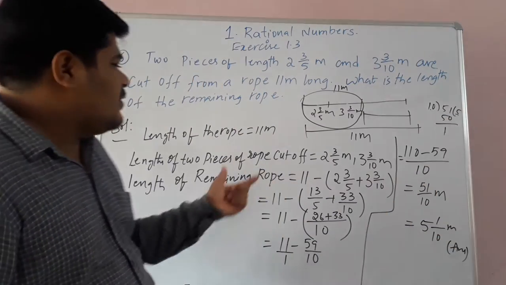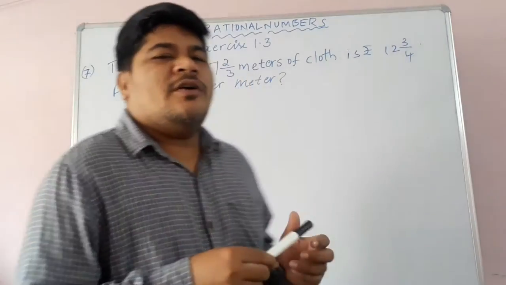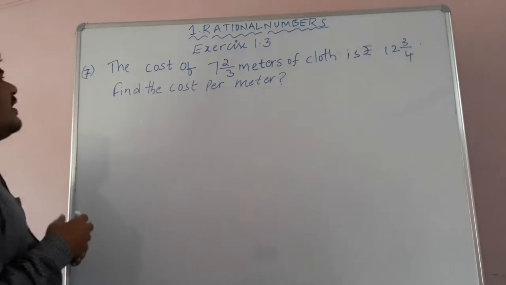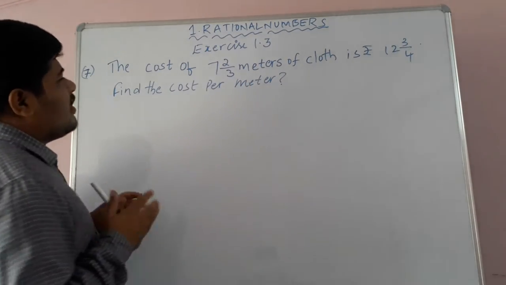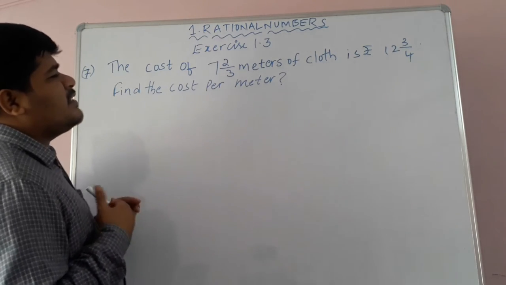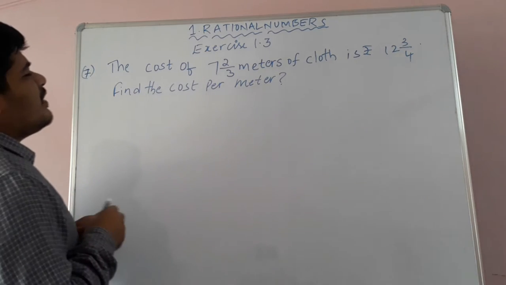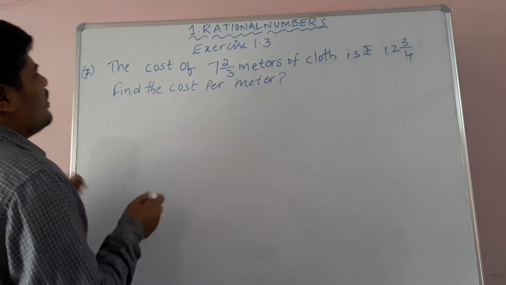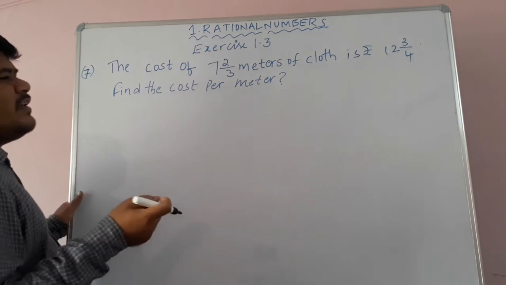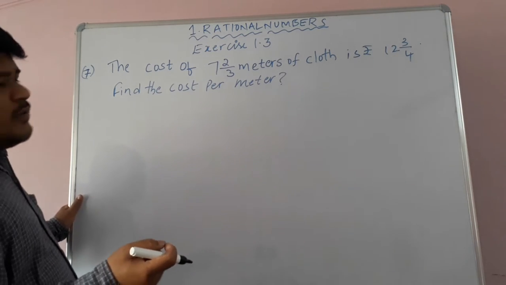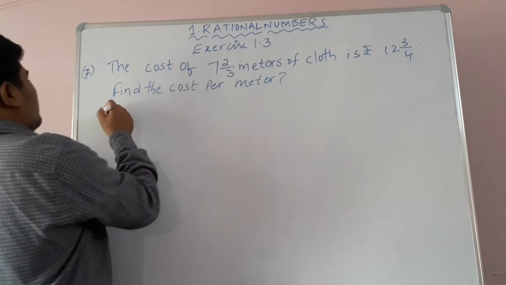So this is the process to solve this problem. Now let's see the next problem, problem number 7 in exercise 1.3. The cost of 7 2/3 meters of cloth is rupees 12 3/4. Find the cost per 1 meter. Children, here both are given as mixed fractions. Let's see how to solve this problem.